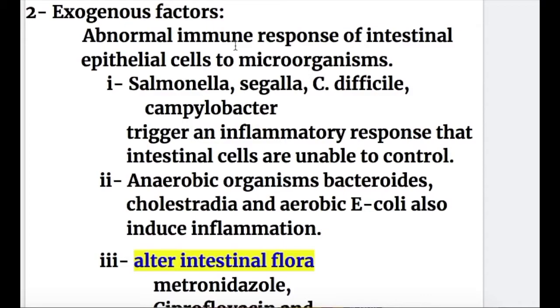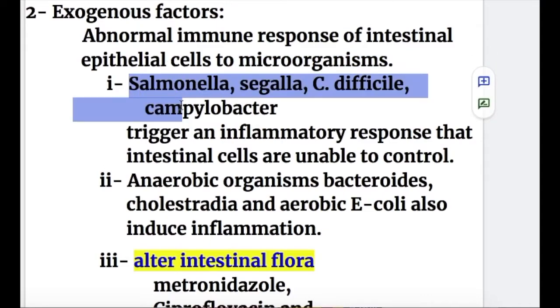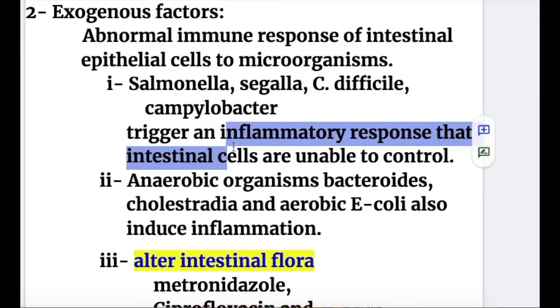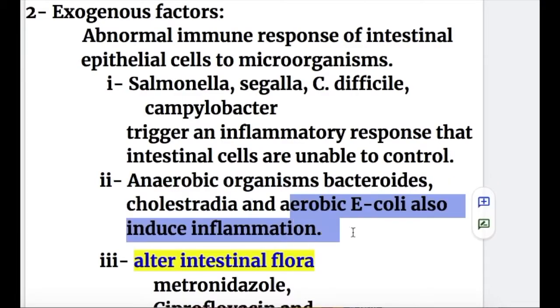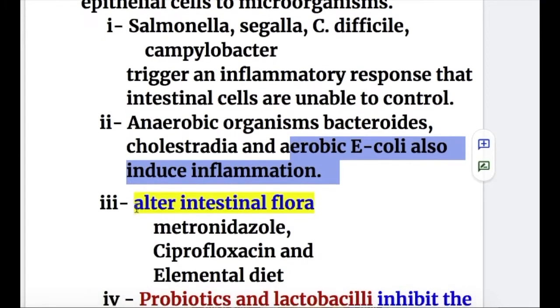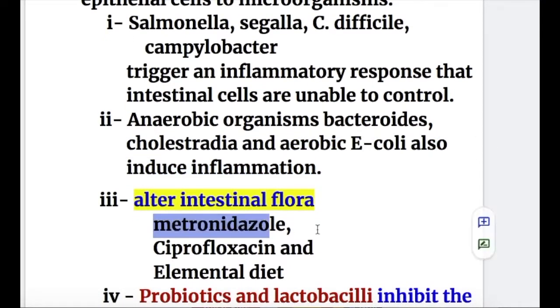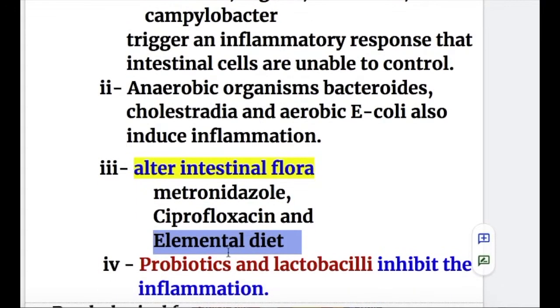They include abnormal immune response of intestinal epithelial to the microorganism. This includes Salmonella, Shigella, Clostridium difficile and Campylobacter. These organisms trigger an inflammatory response that intestinal cells are unable to control. Number 2, anaerobic organisms, bacteroids and Clostridia and aerobic E. coli also induce inflammation. Number 3, substances that alter the intestinal flora. They include metronidazole, ciprofloxacin, the antibiotic, and also the elemental diet. And number 4, probiotics and lactobacilli inhibit this inflammation.